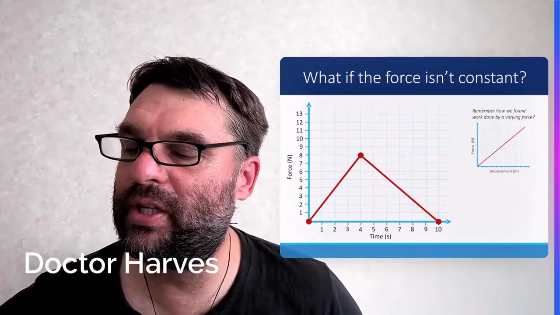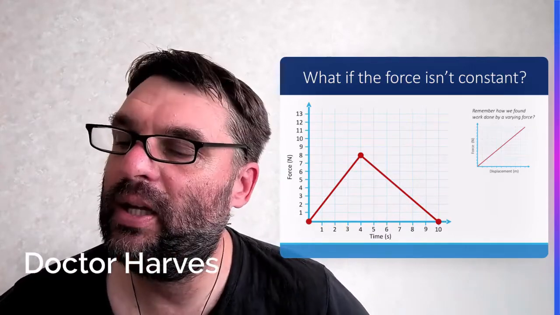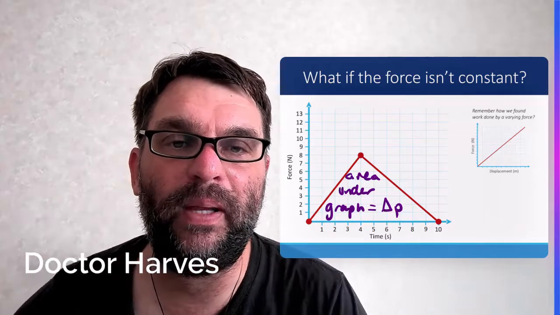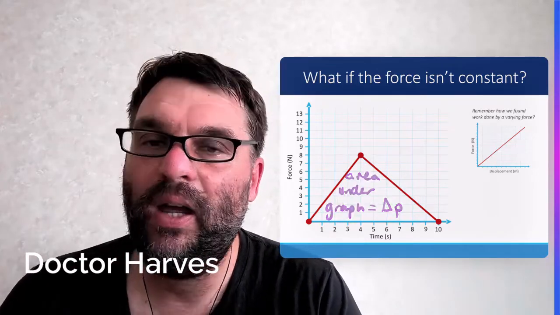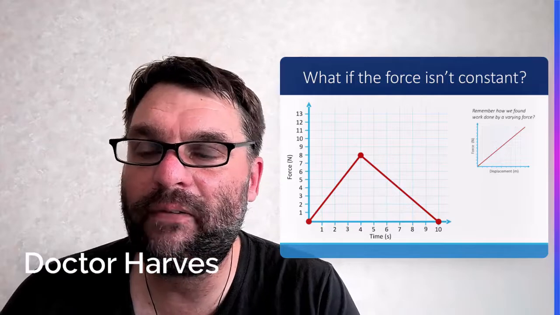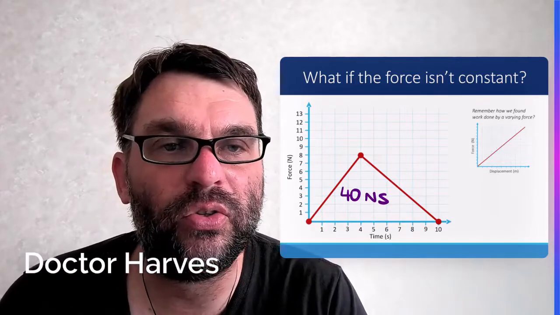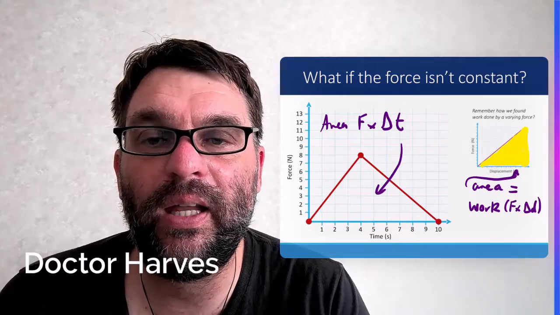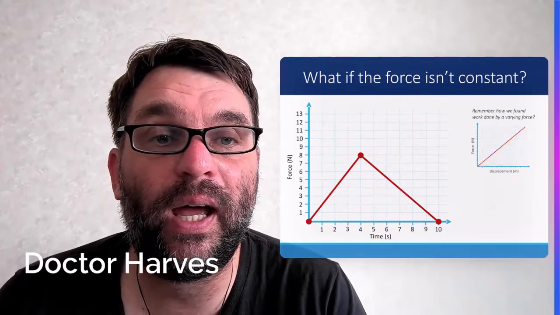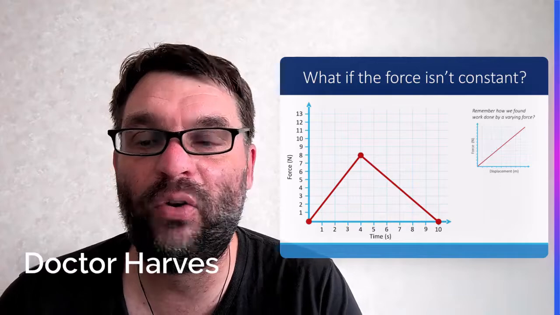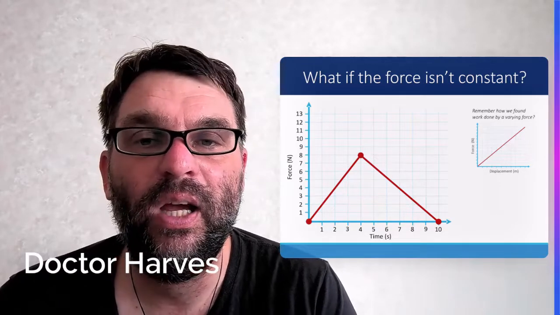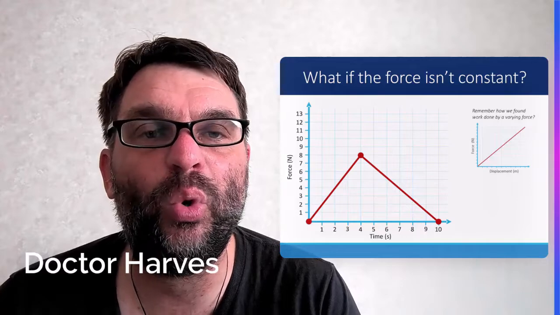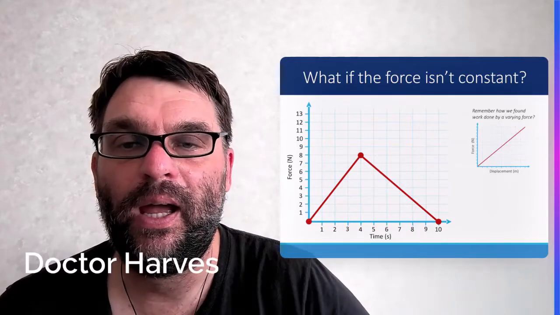So if the force is not constant, okay, then the impulse here will be basically the area under the graph of a force against time graph. It will be 40 Newton seconds. Okay, so remember in level 1 how we worked out the work done by a varying force. We just basically worked out the force over a displacement. Well, it's a similar analogy with force and time, and that gives us our impulse.